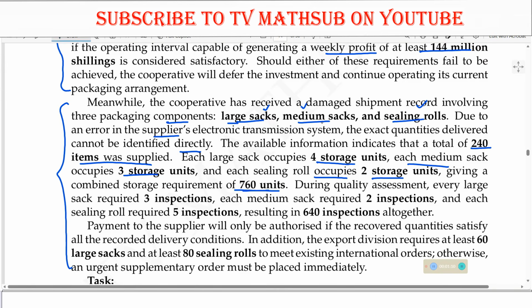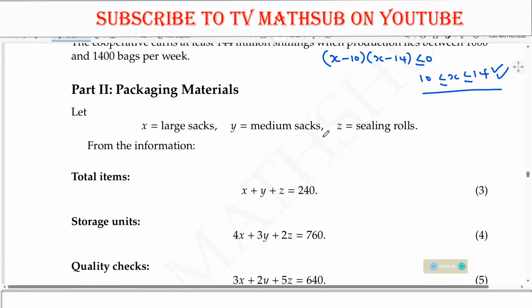During quality assessment, every large sack required 3 inspections, medium required 2 inspections, and each ceiling roll required 5 inspections, resulting in a total of 640 inspections altogether. Payment to the supplier will only be authorized if the recovered quantities satisfy all the recorded delivery conditions. So let us look at how best we can respond to that.